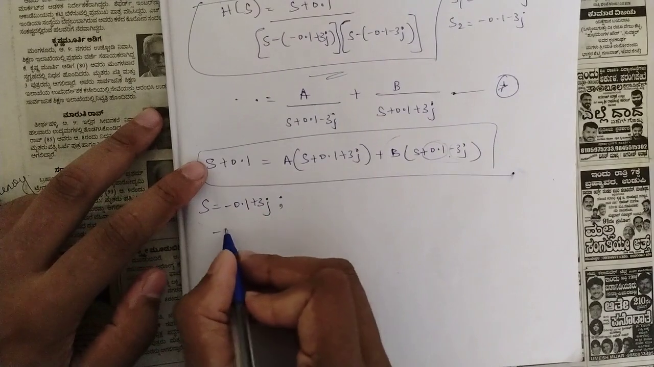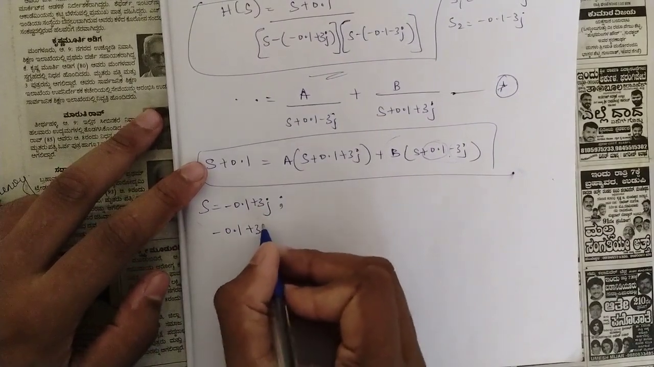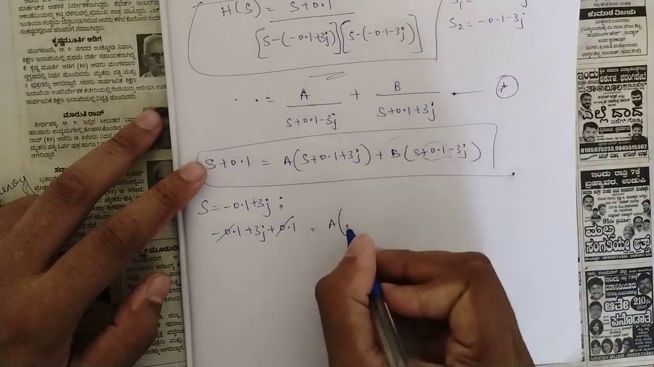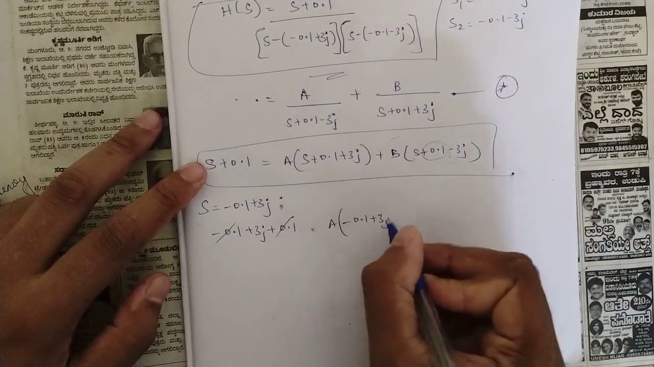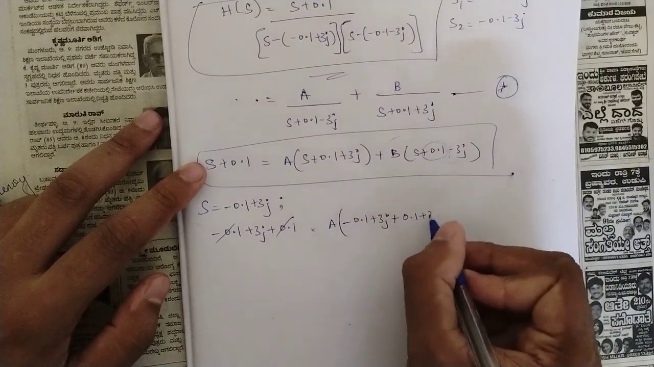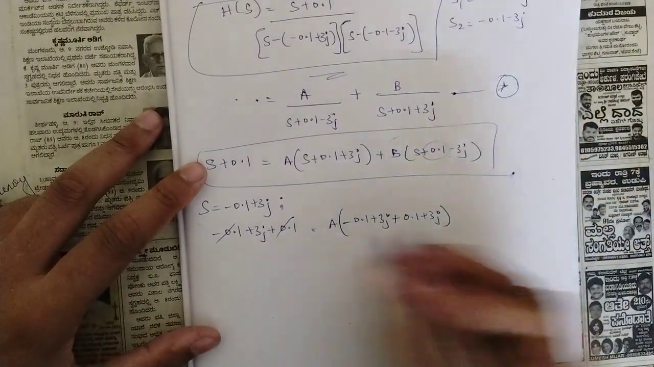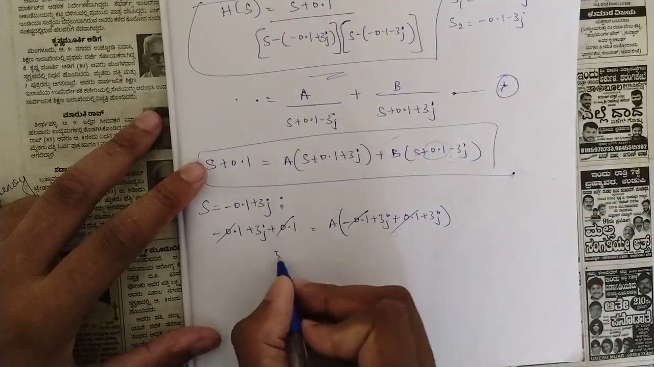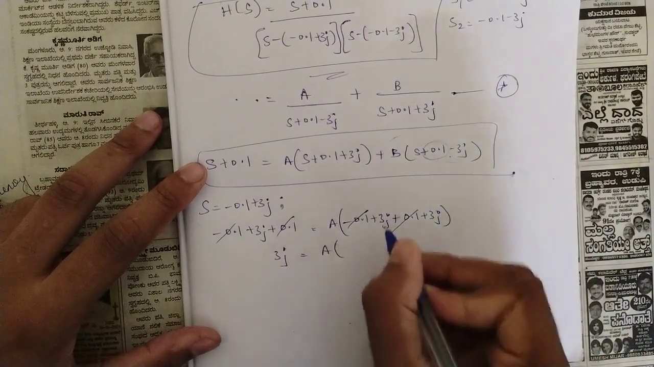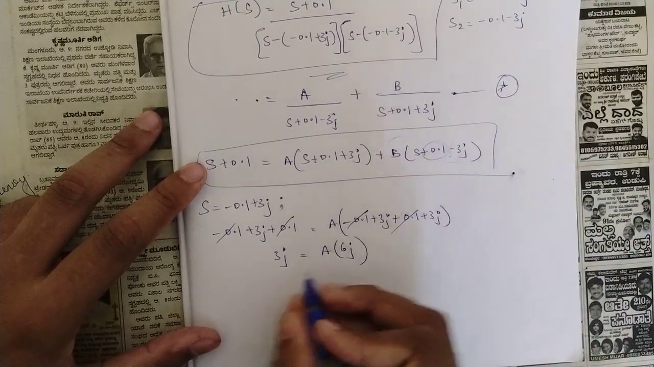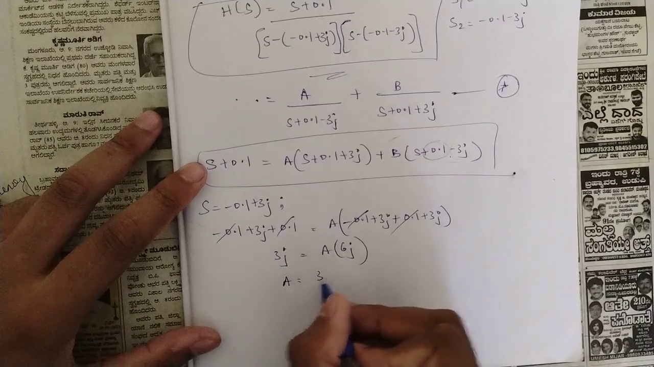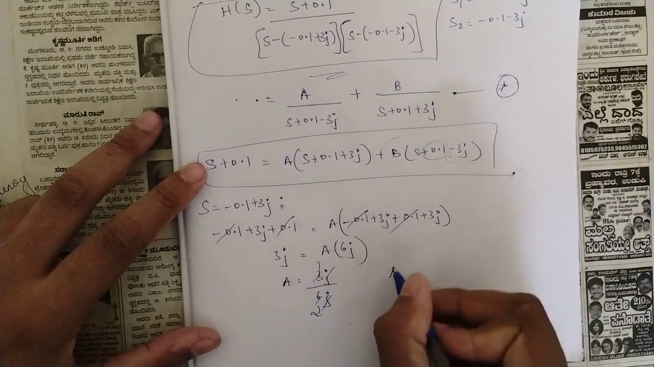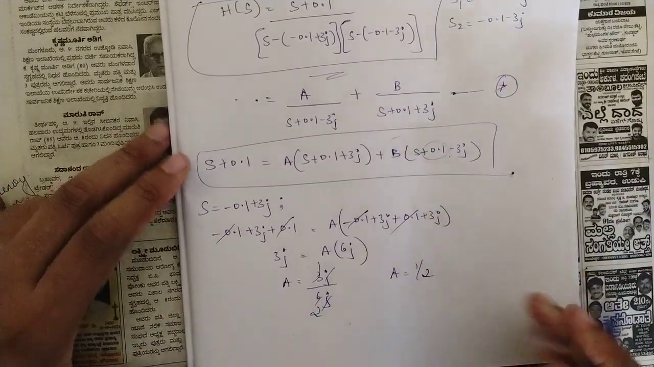So in place of s you write minus 0.1 plus 3j plus 0.1, so that these two would get cancelled. A into minus 0.1 plus 3j plus 0.1 plus 3j, and this term would be 0, right? I am not writing it again. So minus 0.1 plus 0.1 again goes. We are left with 3j equal to a into 3j plus 3j, which is 6j. So a is equal to 3j by 6j. J gets cancelled. 3 1s are 3, 3 2s are 6, and our answer is a is equal to 1 by 2.